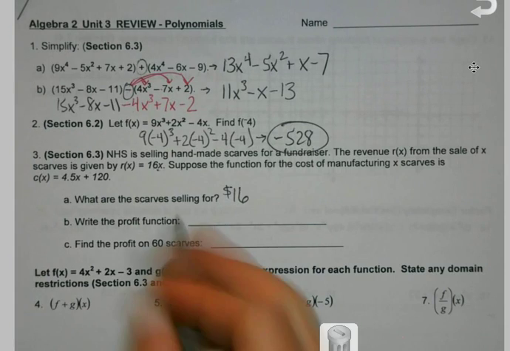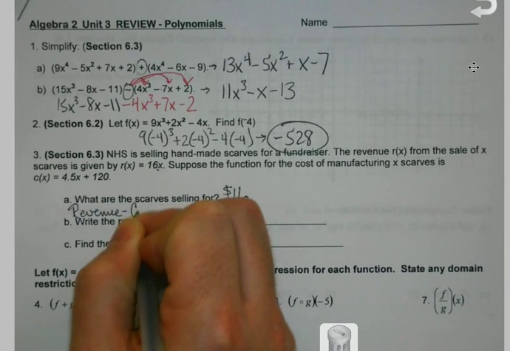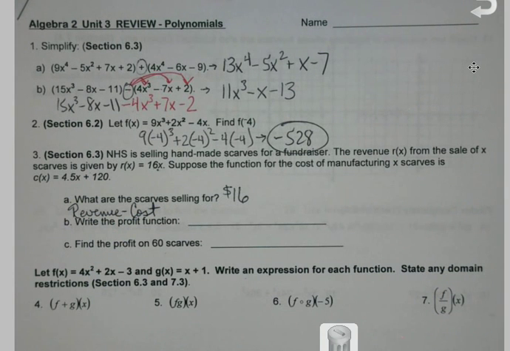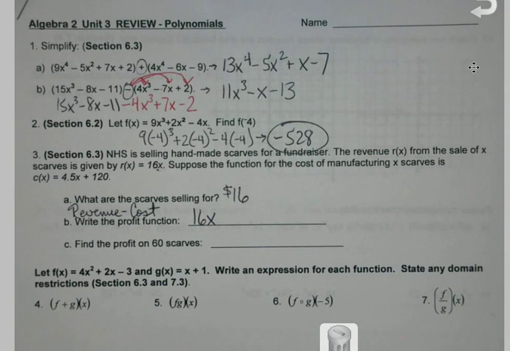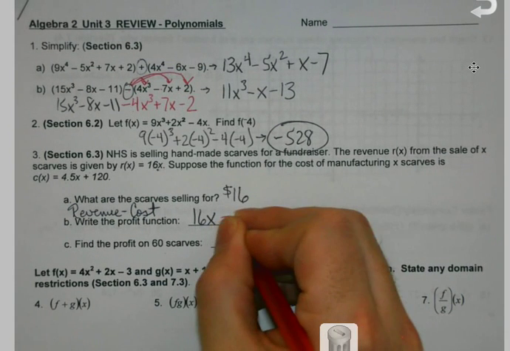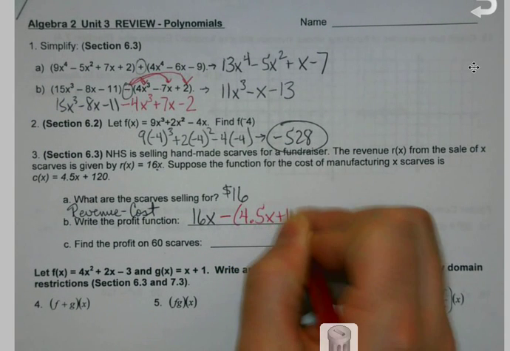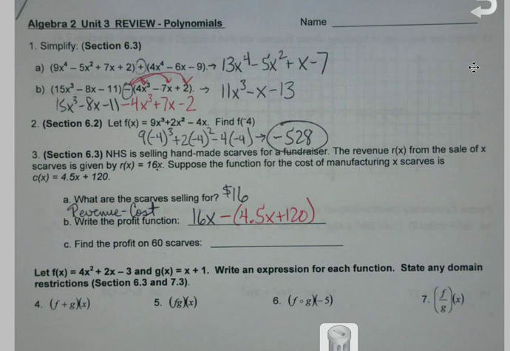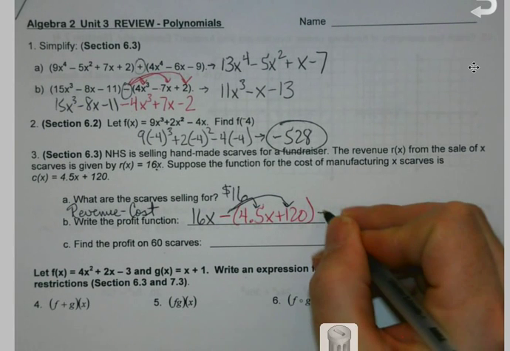My profit function, again, is my revenue minus my cost. My revenue, we saw up there, is 16x. My cost, which I would subtract, is going to be the 4.5x plus 120. But again, the critical thing here is the parentheses. Because if those aren't there, I just would be subtracting the 4.5x and then adding the 120, and that could get me into trouble. So I usually will go ahead and distribute that through.